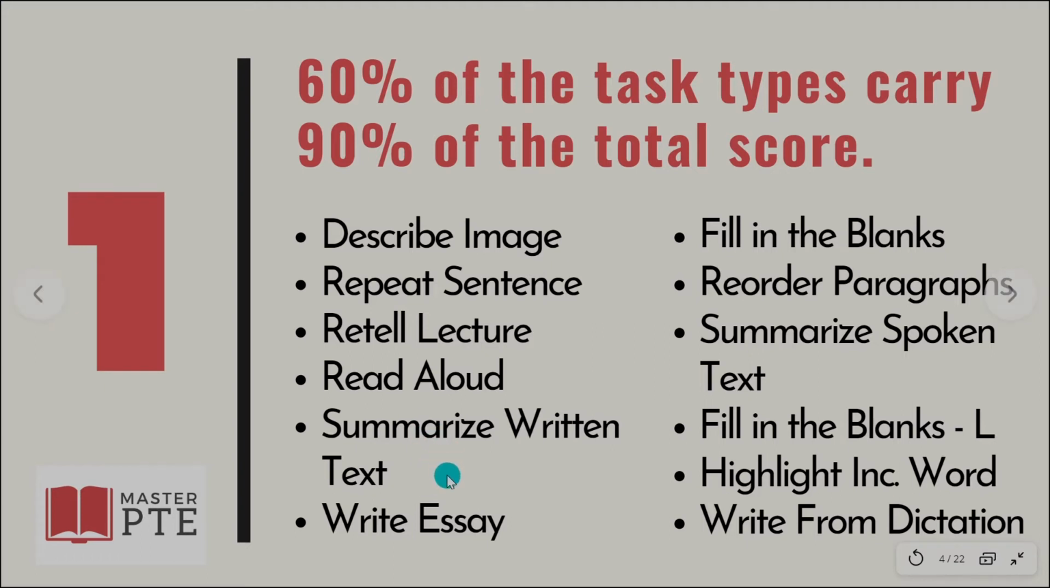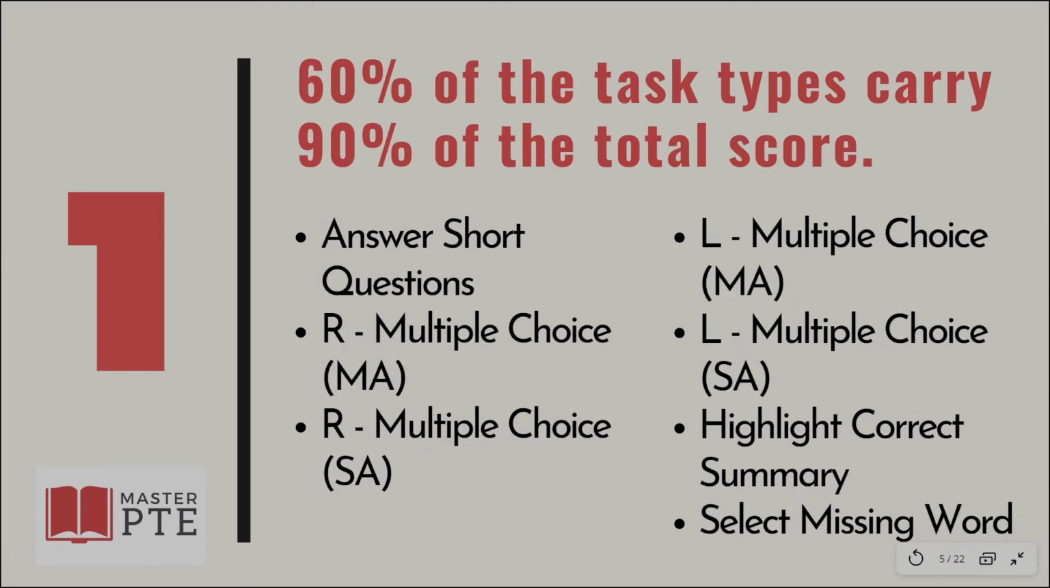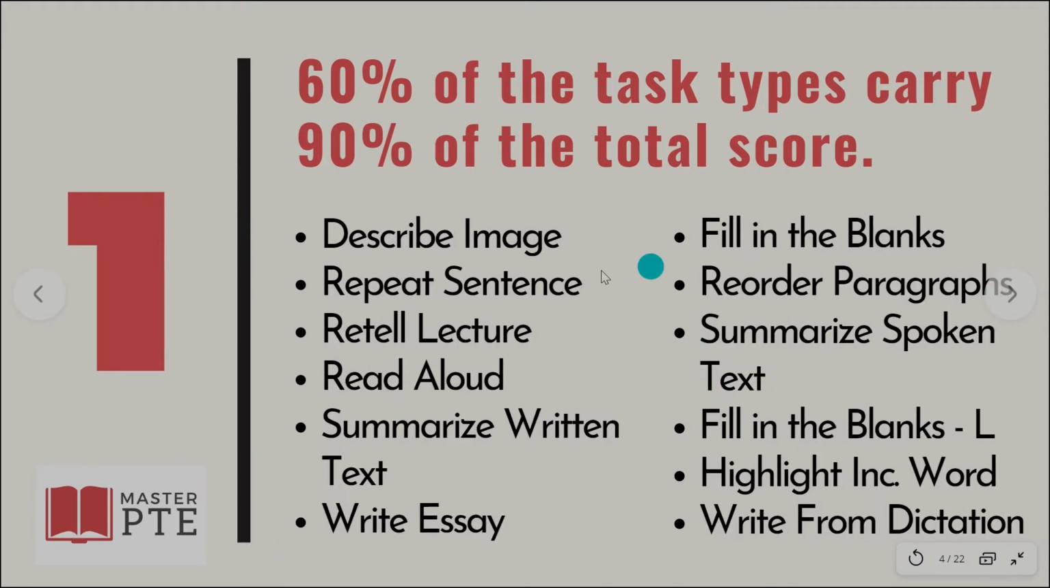So what this tells us is that it's way better to allocate time to these, compared to the 40% of task types that are not that important. If you're focusing too much time and energy on those task types, I recommend you change your strategy and focus on these ones instead.